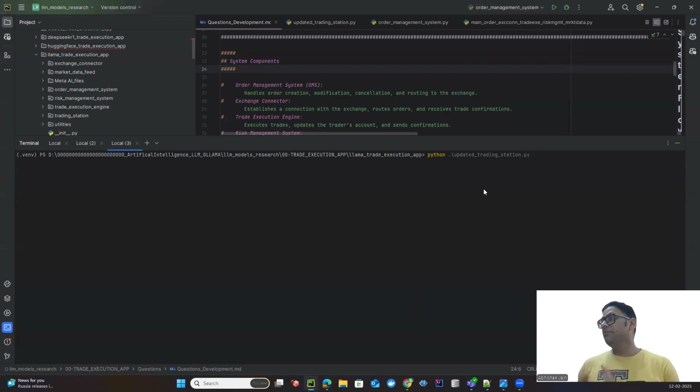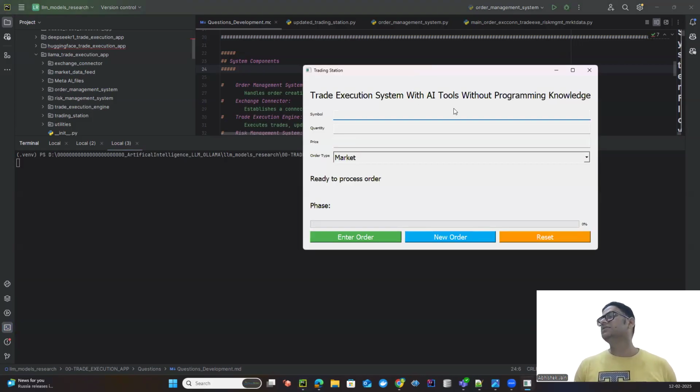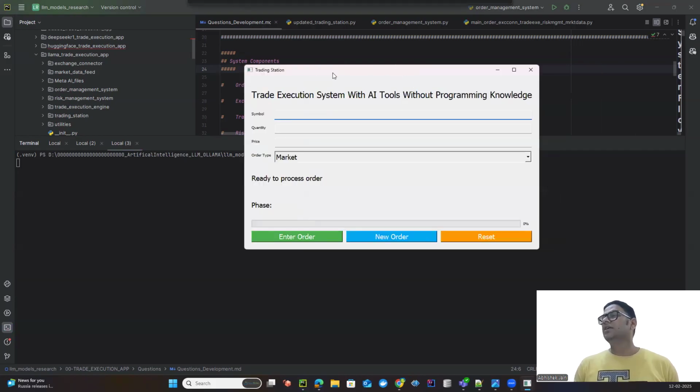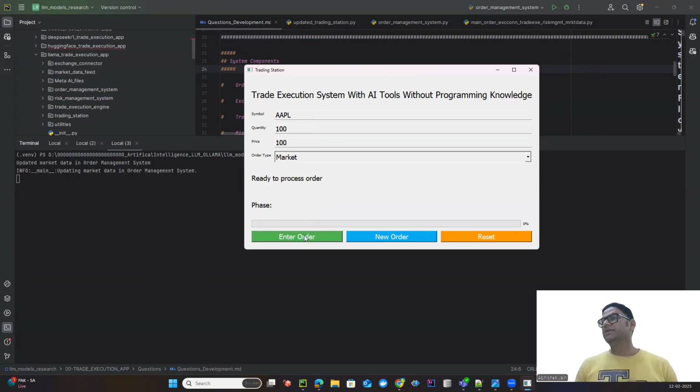So this is the main UI which we are going to see when we run this. This is how it looks. All we need to do is provide the symbol first, like AAPL for Apple. We can say how many quantities we want to buy, what price we want to take, and the order type is market, and I'm going to say enter.